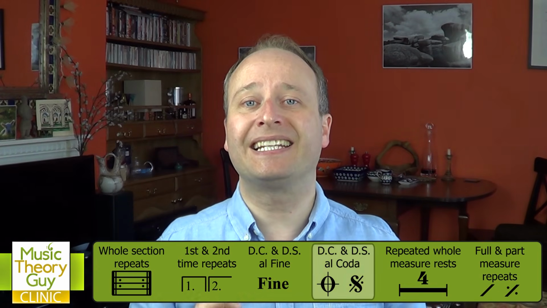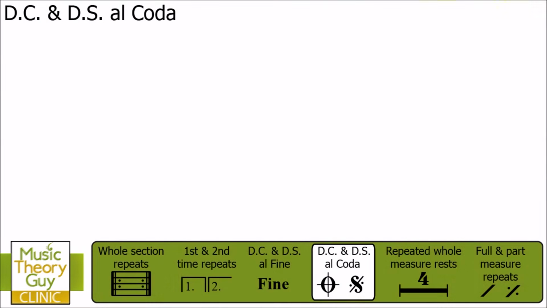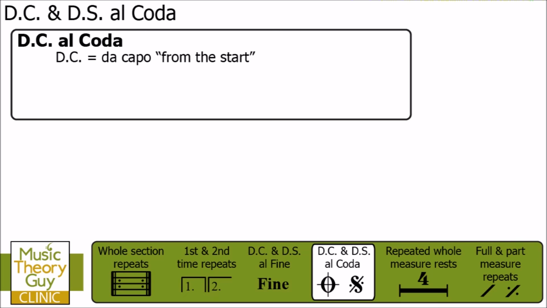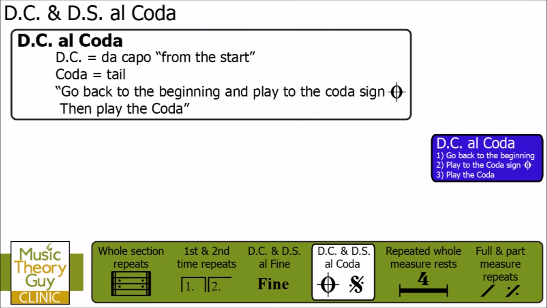In this video, the fourth in a series of 6 videos about repeats, I'm looking at DC and DS al Coda. Let's have a look. Okay, to kick off, let's have a look at the difference between DC al Coda and DS al Coda. Let's look at DC al Coda first. The DC stands for da capo, which means from the start, and Coda means tail. So the full translation of DC al Coda is go back to the beginning and play to the coda sign, which looks like a sort of cross with a circle through it, and then play the coda. I'll put those instructions just over here.